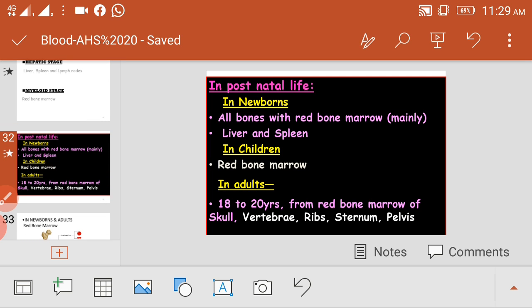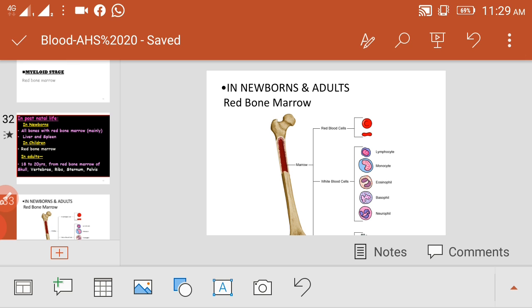So now after birth, in postnatal life, in the newborns, all the bones have red bone marrow. So mainly the red bone marrow is very important. All bones with red bone marrow, then liver and spleen. In children it is red bone marrow, and in adults, at 18 to 20 years, mainly from the red bone marrow of the skull, vertebra, ribs, sternum and pelvis.